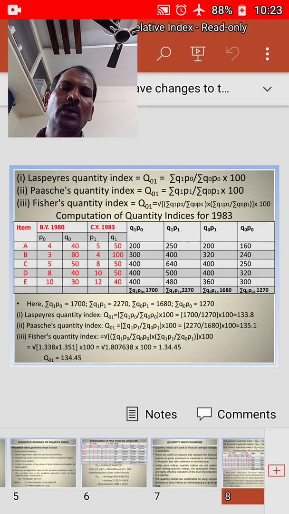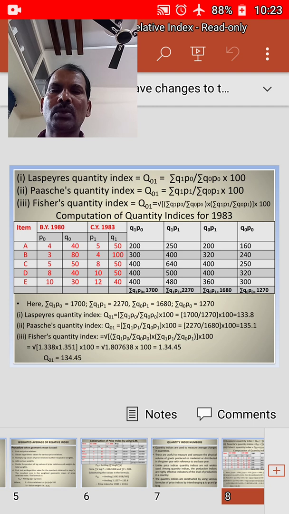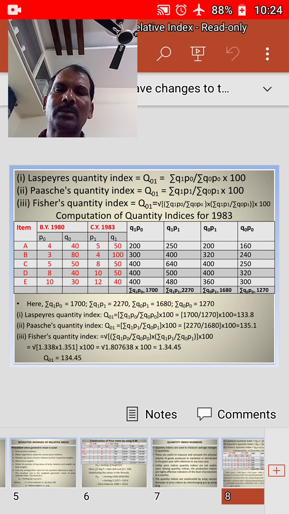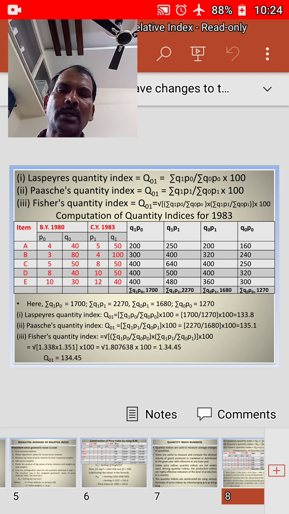sigma q1 p1 by sigma q0 p1 into 100. If you substitute, that is sigma q1 p0 is equal to, okay, we got how much we got, and that means Laspeyres and Paasche's quantity indexes, Laspeyres index multiplied by Paasche's index and square rooted, right? That is, you got Laspeyres index is 1.338 into 1.351 under root, okay, into 100.